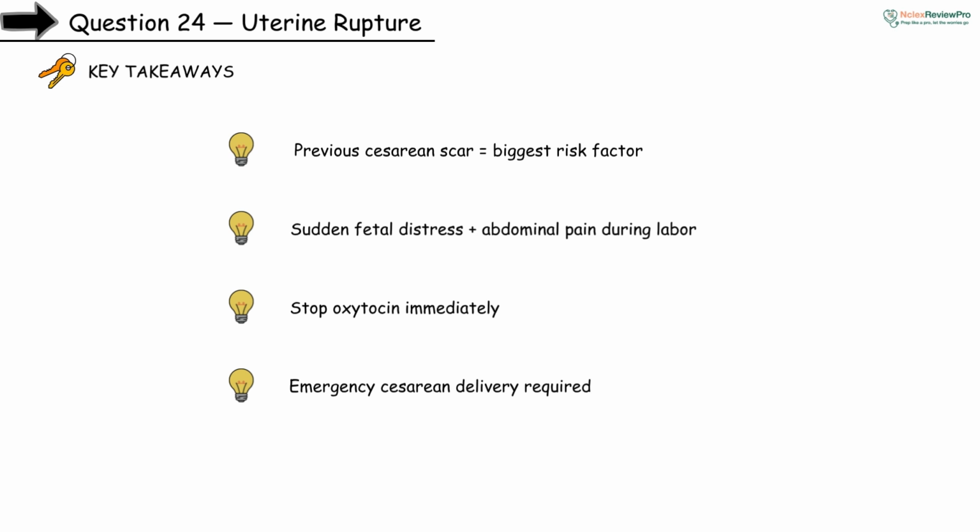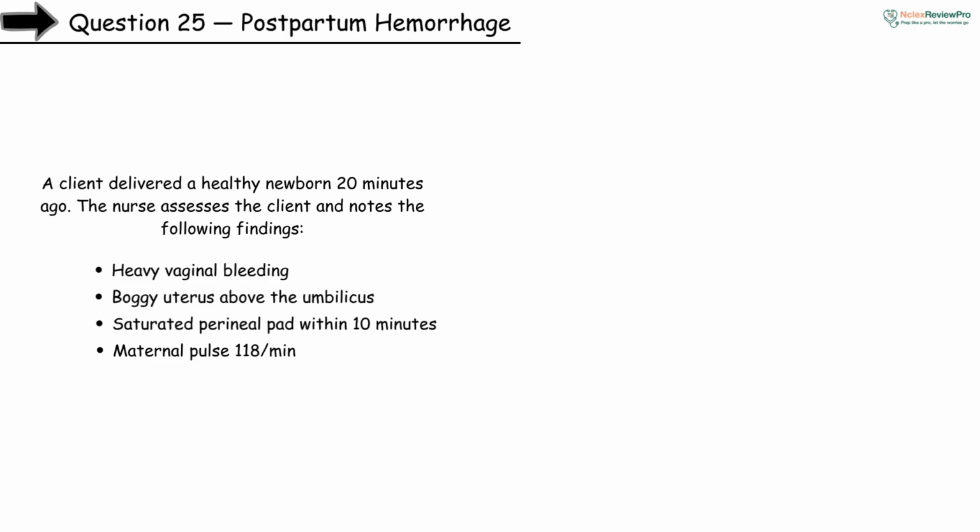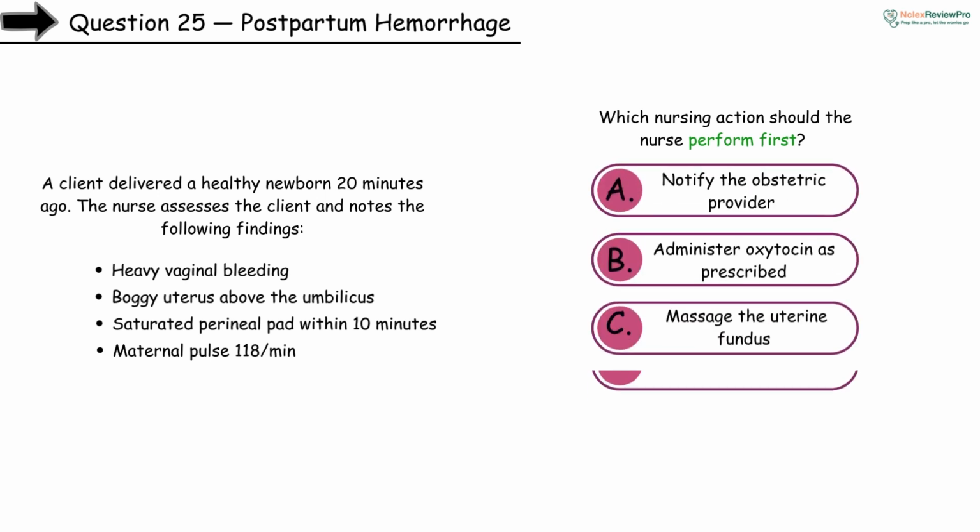Now let's continue as we move through the final obstetric emergencies. Question 25, multiple choice. All right, let's break this down. We have a client who delivered a healthy newborn 20 minutes ago, and now the nurse observes some very concerning findings. Heavy vaginal bleeding, a boggy uterus above the umbilicus, a saturated perineal pad within 10 minutes, and a maternal pulse of 118 per minute. So the question is asking, which nursing action should the nurse perform first? Let's look at the options.